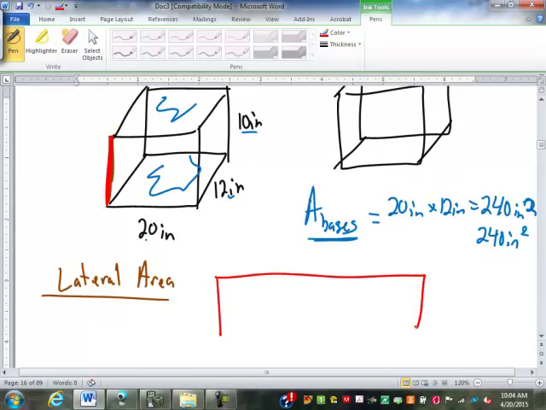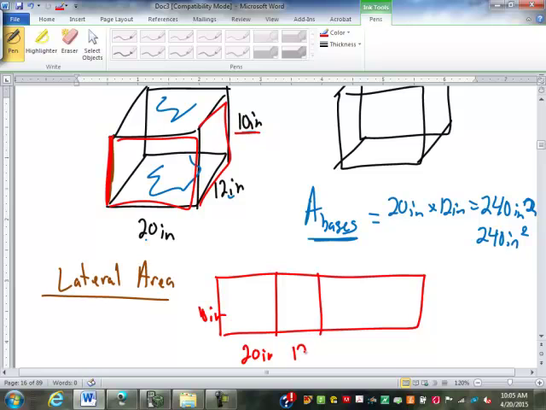into a big rectangle. So we have the front here. This is the first part of the rectangle. That's 20 inches here. And, of course, 10 inches high. Then we have the end here. That's going to be another 12 inches here. Still 10 inches high. Then the back is another 20 inches. Then the end here's another 12 inches. And, of course, they're all 10 inches high.